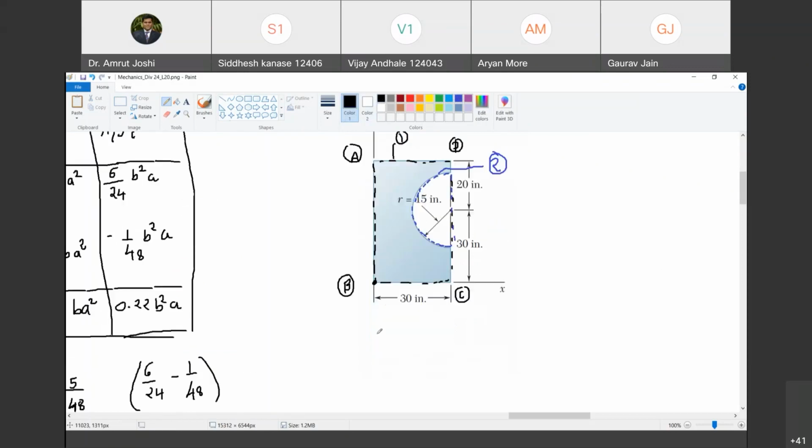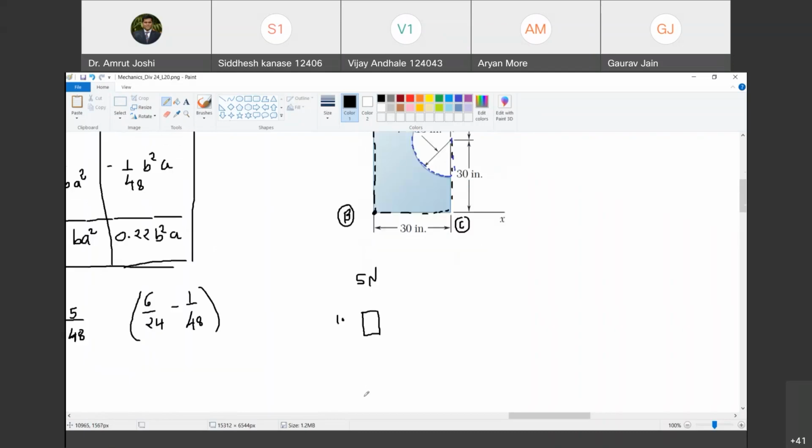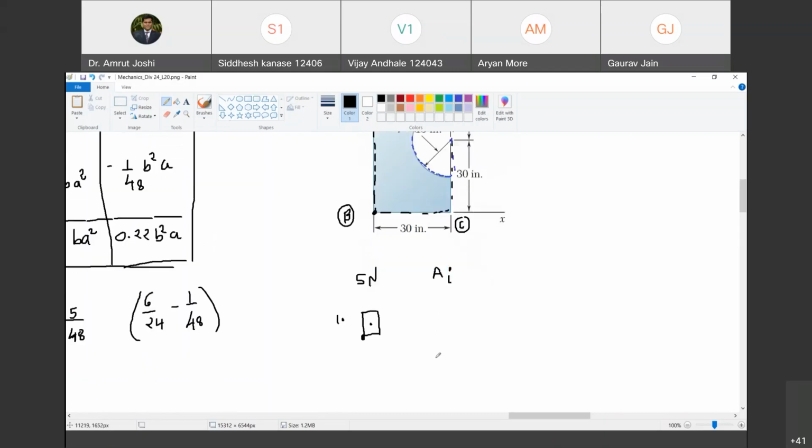So we are going to make a standard table as we were doing. So serial number one is the rectangle. This is the point from which I have to find out its centroid. What is the area of rectangle? Tell me. It is going to be 30 multiplied by 50. So it is 1500 inch square. Do you agree with me? Yes, sir. So this area is in square inches.